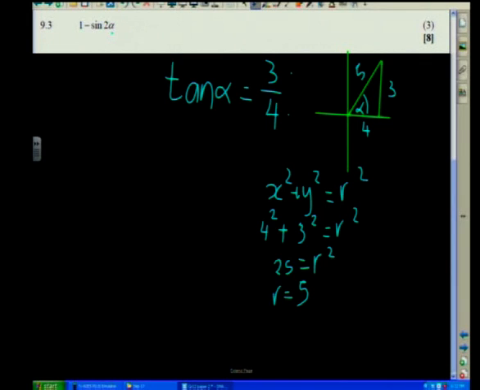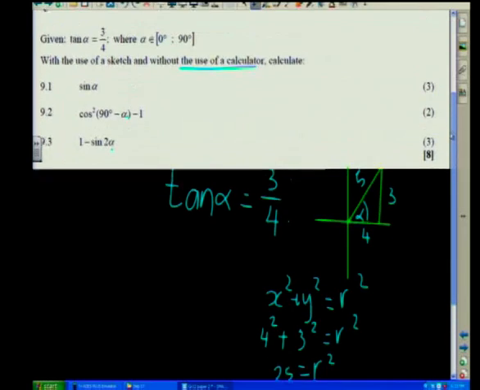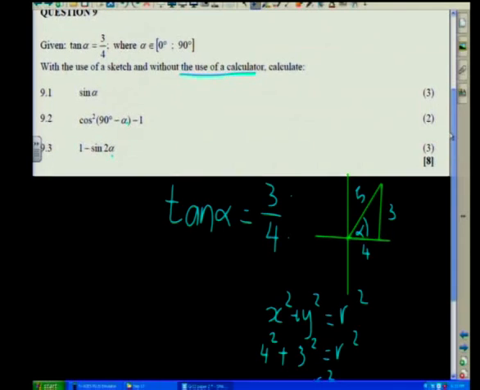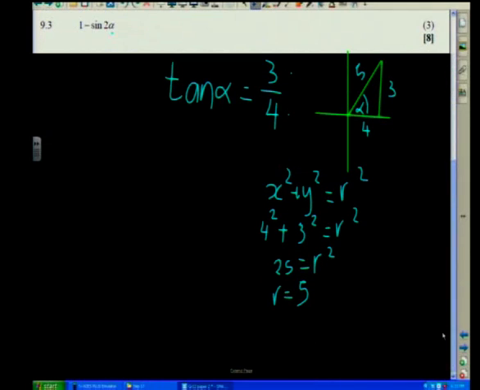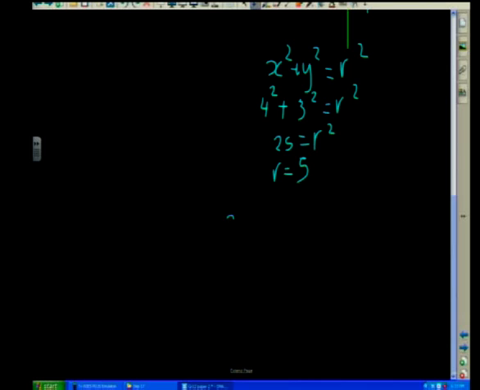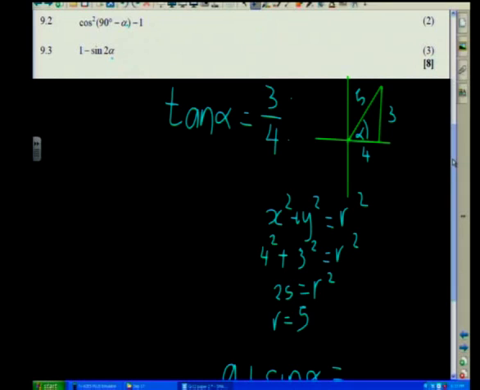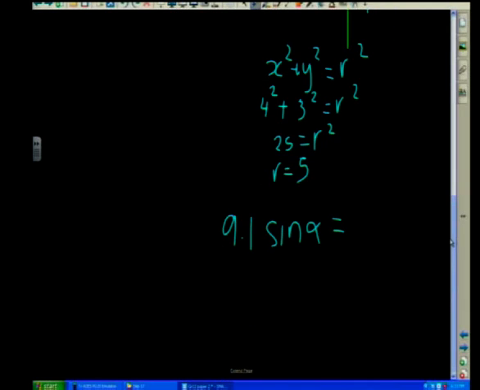There we go. Now that I have the hypotenuse, I can answer question 9.1, which says find sine of alpha. We're just going to use the diagram that we've worked out. Remember, sine is opposite over hypotenuse, and I'm talking about angle alpha. So opposite is 3, hypotenuse is 5. Therefore, sine of alpha is 3/5.